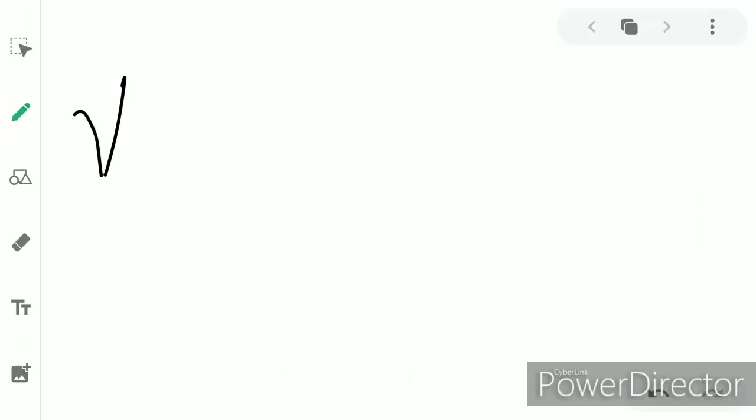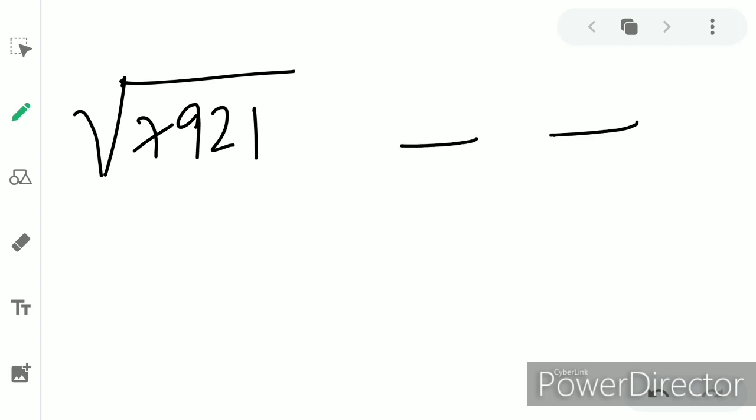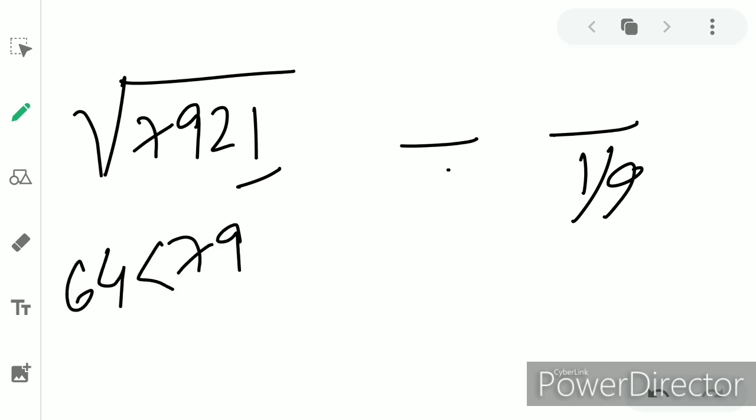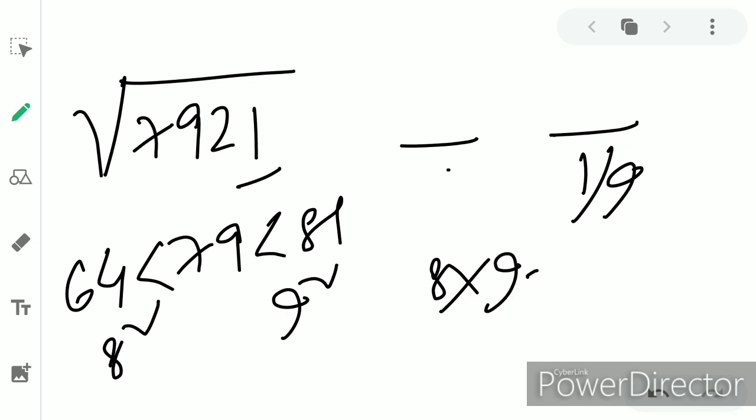Say square root of 7921. Since it has 4 places, the square root will have 2 places. Now, since the digit at the units place is 1, the digit at the units place of the square root will be either 1 or 9. Now for the tens place. 79 is between 64 and 81, that is 8 square and 9 square. Now 8 into 9 is 72.